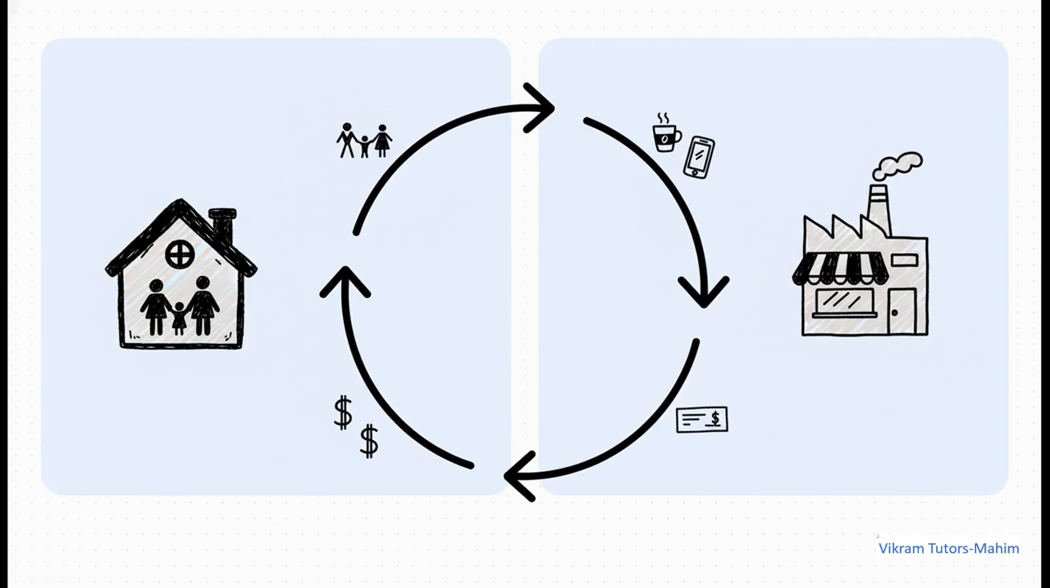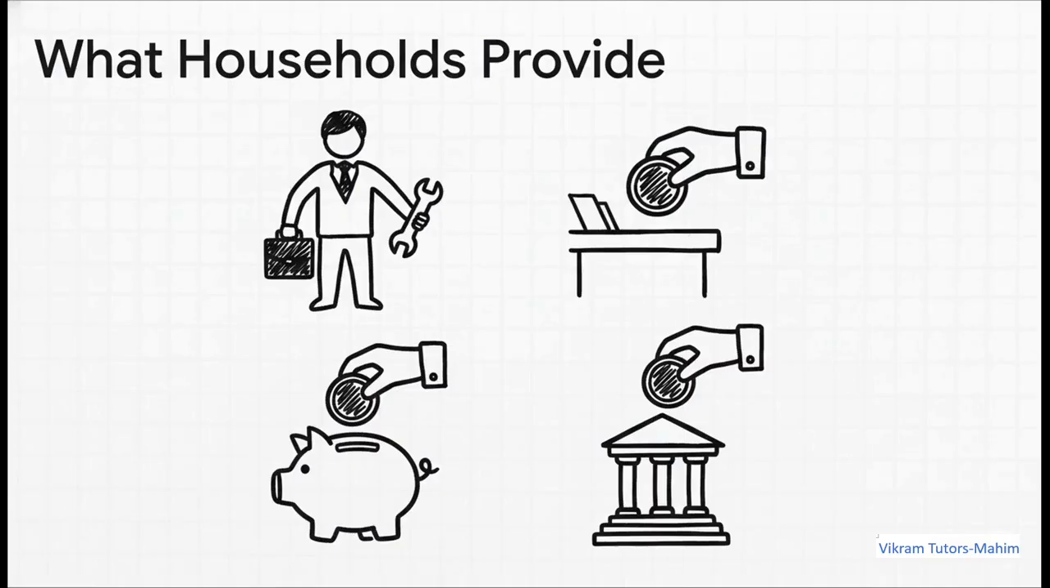One side offers up their time and their money, and the other side offers up products and paychecks in return. So let's take a closer look at the household side of the conversation. We provide our labor, our skills and time. We hand over our cash when we buy things. The money we put into savings helps fund new business ideas. And yeah, we pay taxes, which keeps the director, our government, in business.